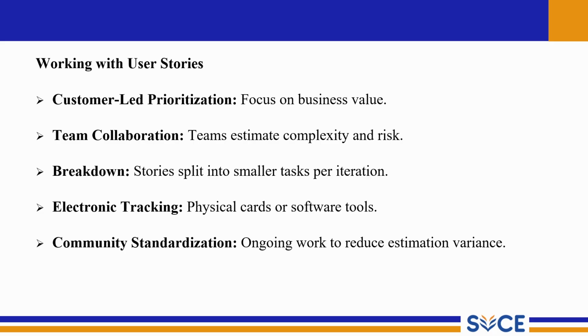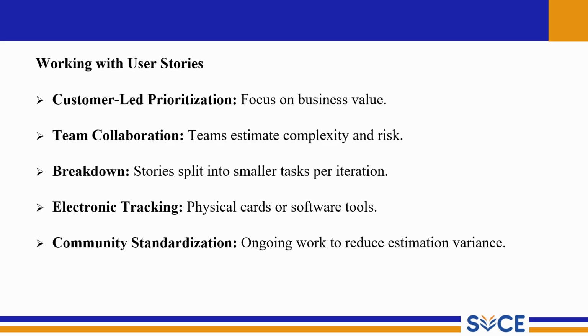Electronic tracking. User stories are tracked using tools to maintain clarity and organization. Teams may use physical story cards on a Kanban board or digital tools like Jira, Trello, or Azure DevOps. This helps monitor progress, identify blockers, and keep everyone aligned.